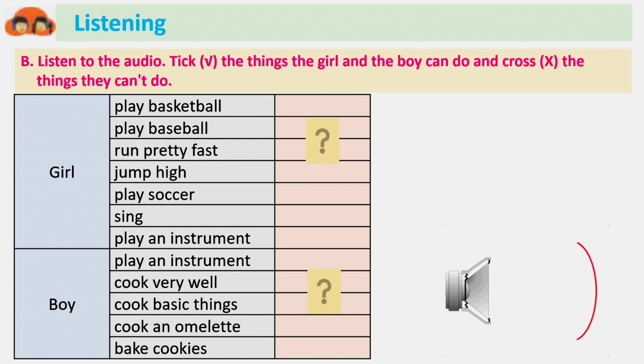Are you good at cooking? I cannot cook very well. I can only make basic things. Oh, yeah, what can you cook? I can cook an omelette and I can bake cookies. That is all I can do.